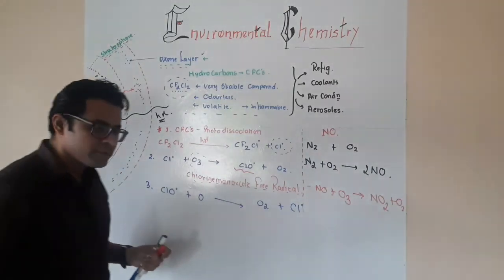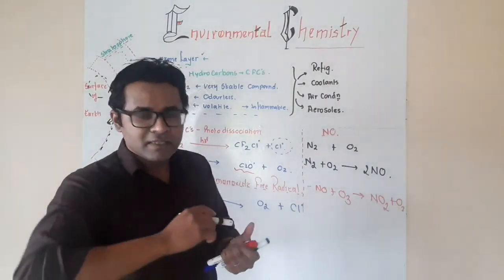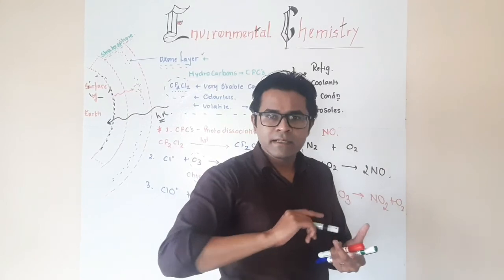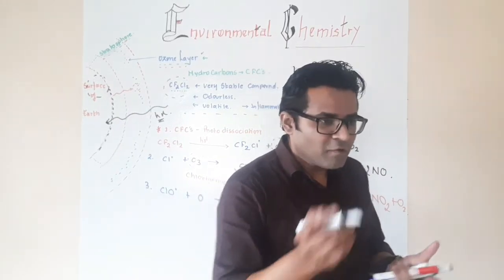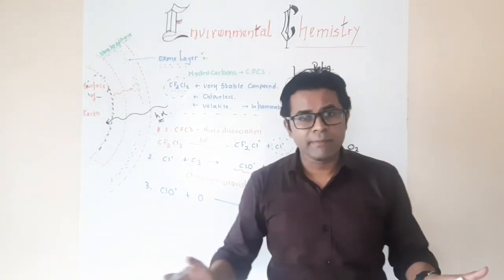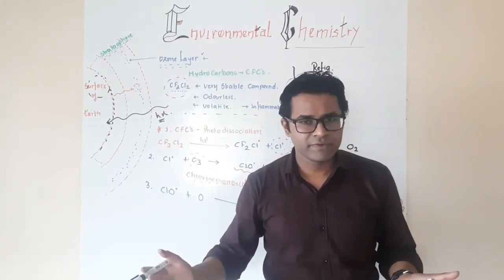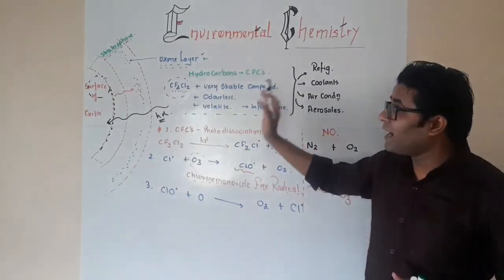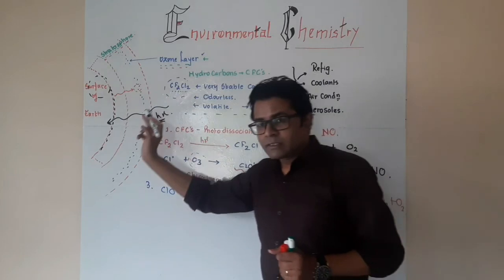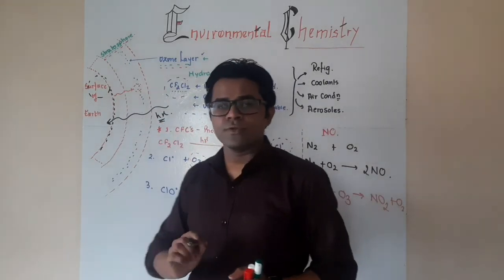In case of humans, it is going to cause sunburns, skin cancer, and eye cataract. Of course, for plants and animals, it is going to damage food. It is going to damage their lives. So that was the harmful effect of the depletion of the ozone layer.